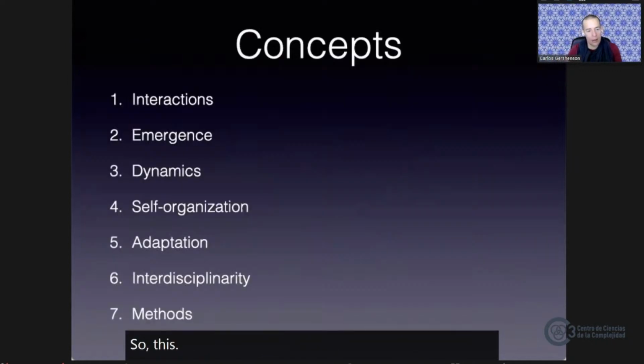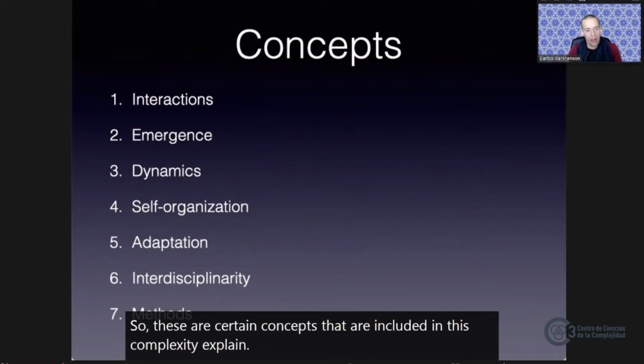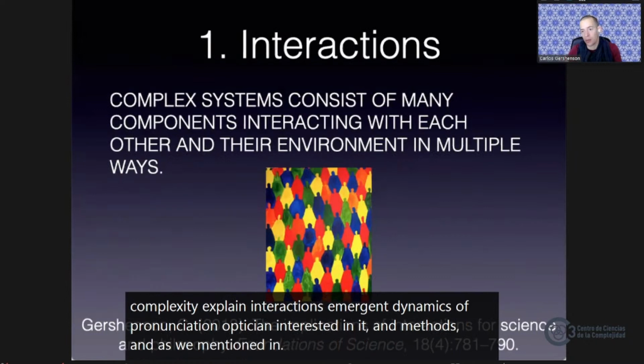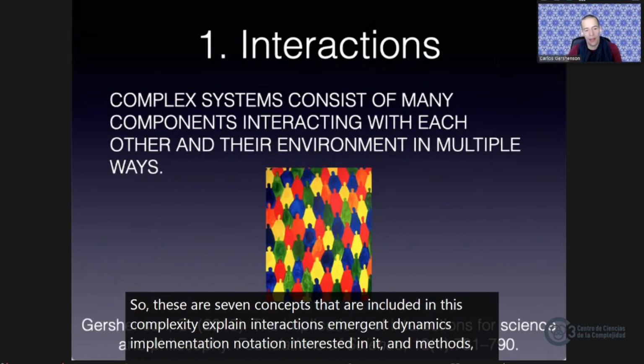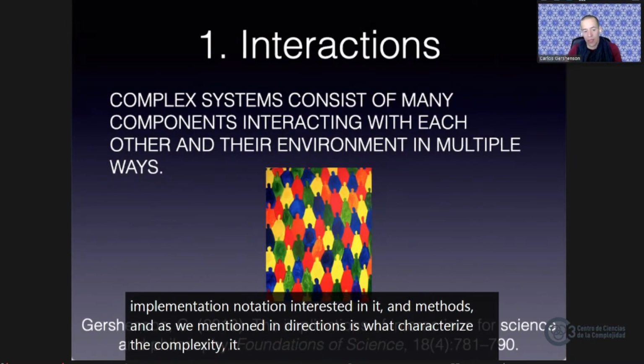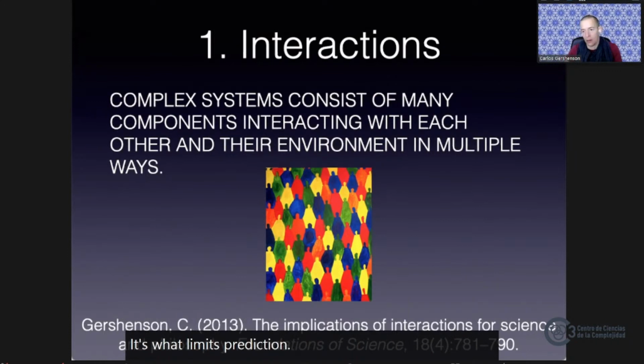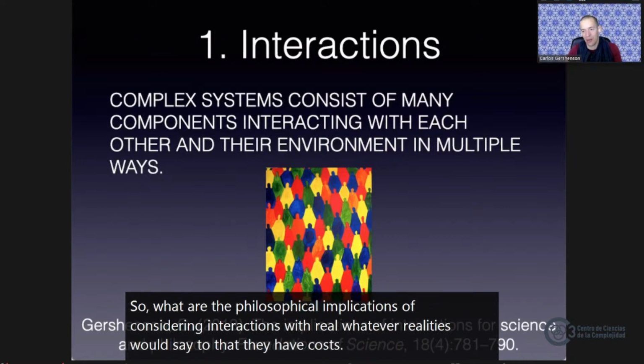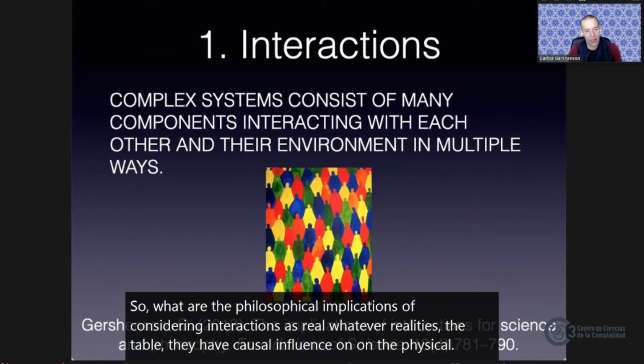So these are 7 concepts that are included in this Complexity Explained: interactions, emergence, dynamics of organization, adaptation, interdisciplinarity, and methods. And as we mentioned, interactions is what characterizes complexity. It's what limits prediction. So what are the philosophical implications of considering interactions as real, whatever reality is? Let's say that they have causal influence on the physical world.